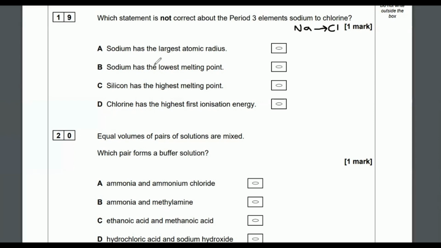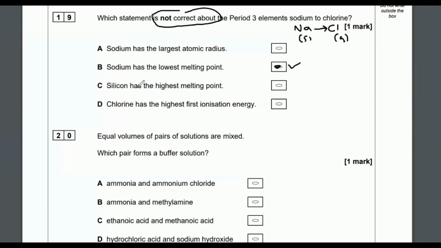Let's just see. Sodium has the lowest melting point. It's asking which one is not correct. So we know that sodium probably does have the largest atomic radius. Which one is not correct? Sodium has the lowest melting point. Well, that's definitely not true. Chlorine is a gas, and sodium is a solid. So which one must have the lower melting point? It must be chlorine. So we know this is incorrect.